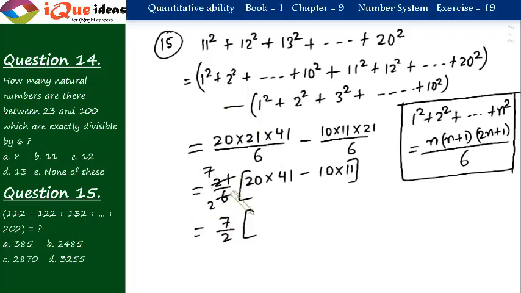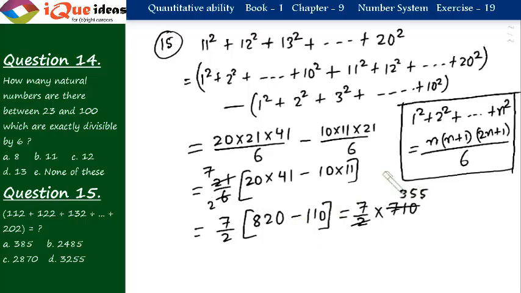41 into 20 is 820, right? Minus 11 into 10 is 110. So we will have 7 by 2 into 820 minus 110, which would be 710. Now 2 cancels 710, 355 times. So the answer would be 7 into 355.